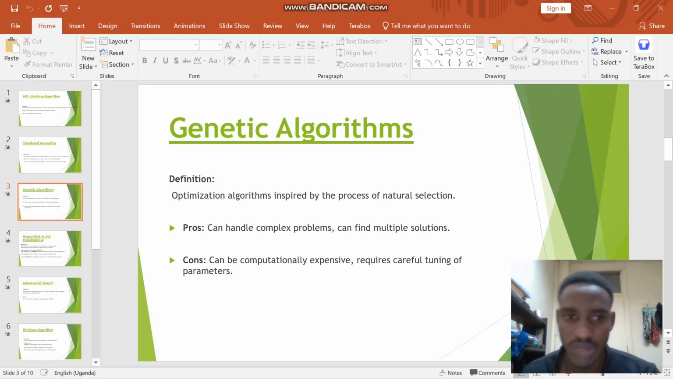We have genetic algorithms, which are inspired by the process of natural selection, where different solutions are compared, and those that survive the process are the ones that are taken. So the most optimal solutions survive longest, just like in evolution. This can handle complex problems and can find multiple solutions because there are many offspring, which are solutions basically. It can be computationally expensive, it's hard to code such an algorithm, and it requires careful tuning of parameters.